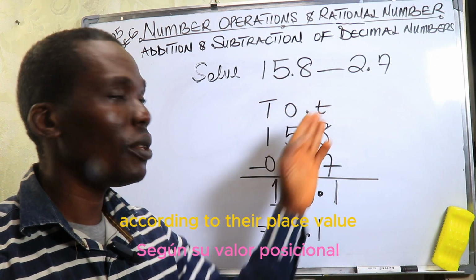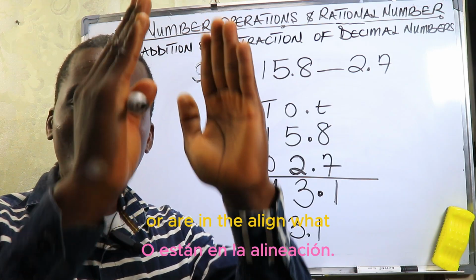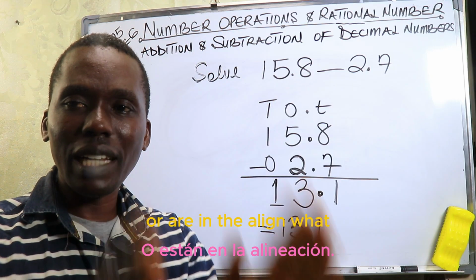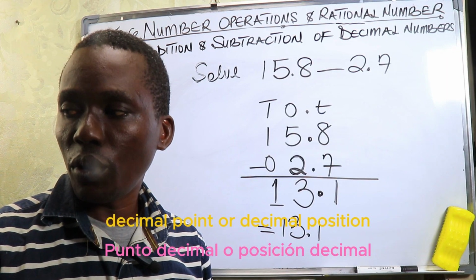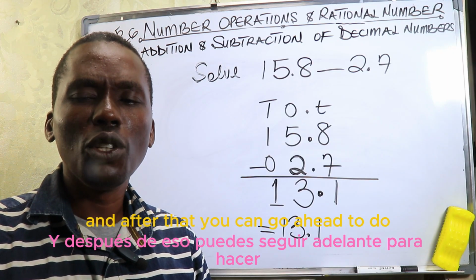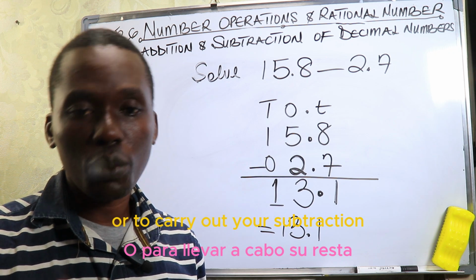Whenever you are doing any subtraction, all you simply need to do is align the decimal numbers according to their place value, and make sure that each of them is in the aligned decimal position. And after that, you can go ahead and carry out your subtraction.